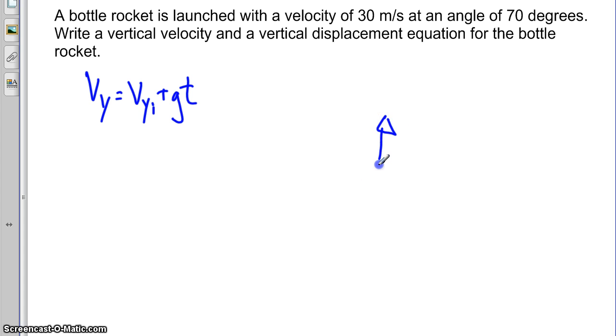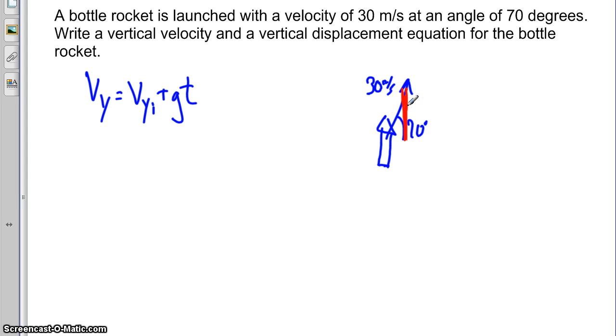So you've got the bottle rocket here, and it's going to be fired at 70 degrees. We know that it's going to be fired at 30 meters per second. So this is a little vector here, and the angle is 70 degrees. I have a lot of information here, but in this problem, we only care about the vertical displacement and vertical velocity. So we really only care about the vertical component of this vector, this side of that triangle right there. This is what I'm concerned about.